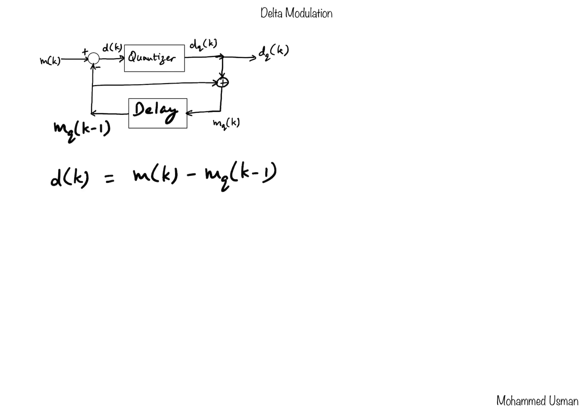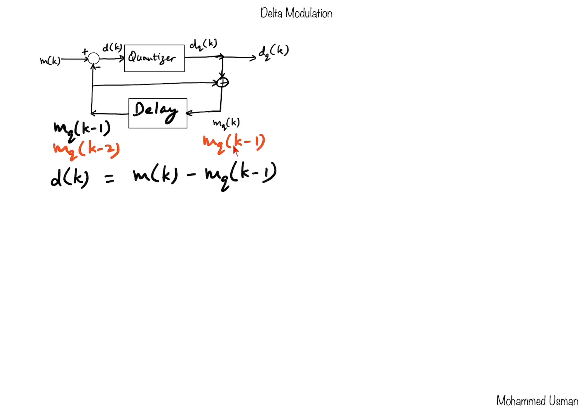But what is mq of k itself? If we go back one step, when the input is mq of k, the output is mq of k minus 1. At the previous step, the input would have been mq of k minus 1, in which case the output would have been mq of k minus 2. So when the input here is mq of k minus 1, then here we will have mq of k minus 2. We're just going backwards from sample number k, going back one step, k minus 1, k minus 2, and so on.